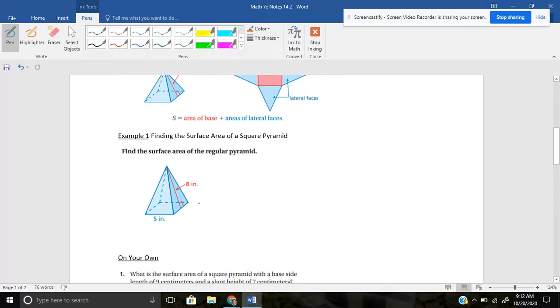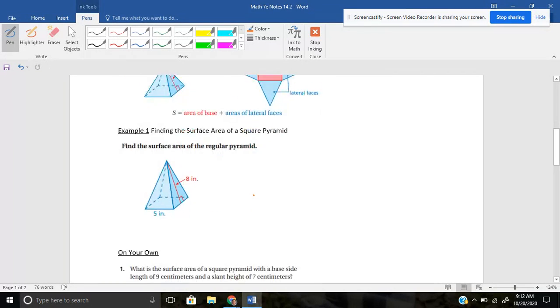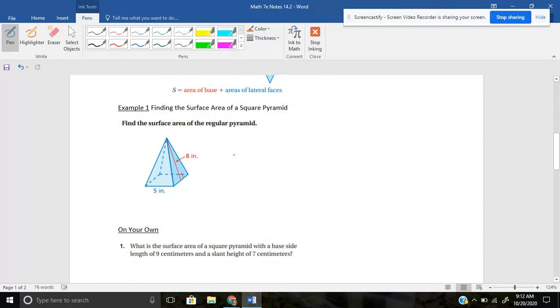Find the surface area of the regular pyramid. Okay, so first I have the area of my base. And in this case, I've got 5 times 5, which would give me 25 inches squared. And then I need to find the area of the lateral faces.